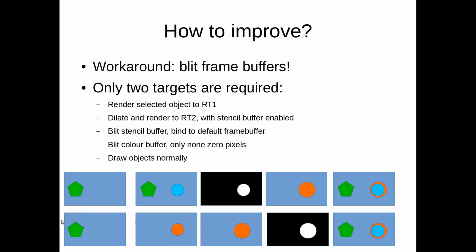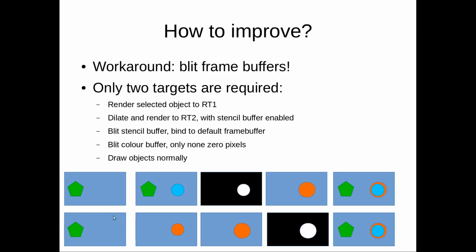Let's look at the second row. First, we render normal objects like the star here, which is the same as the first row. And this is the render target 1. Next, we render this object. Okay, let me repeat.